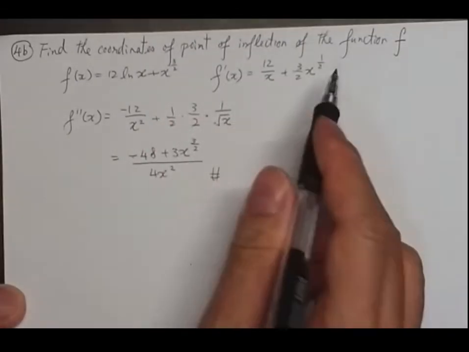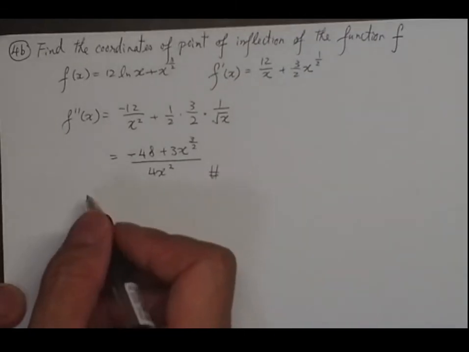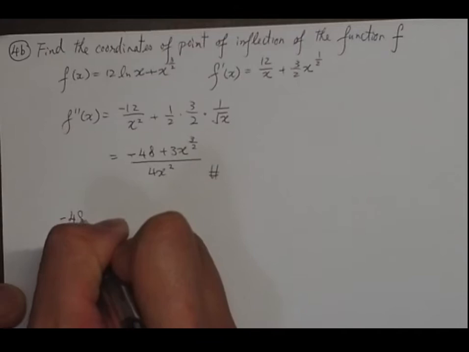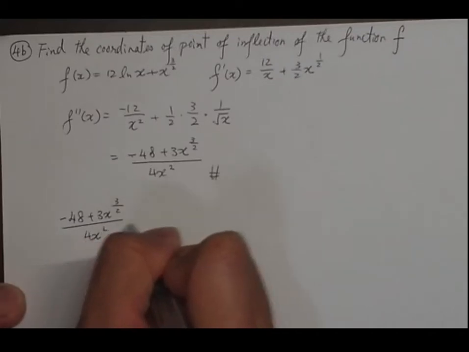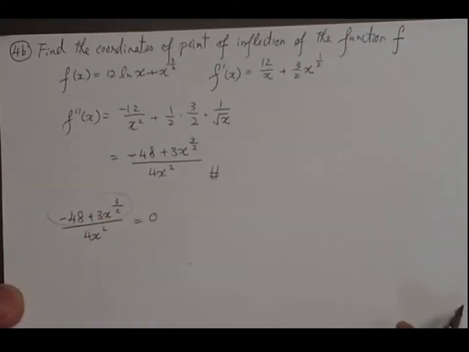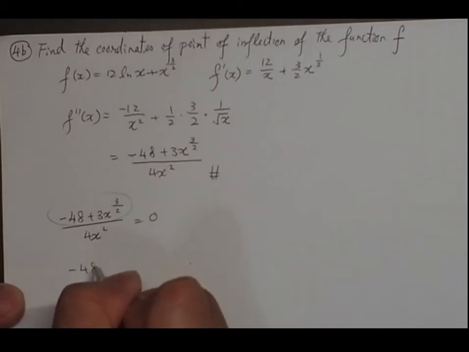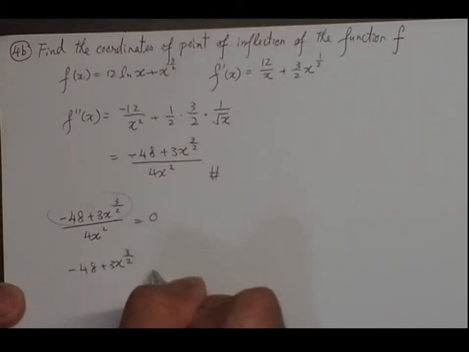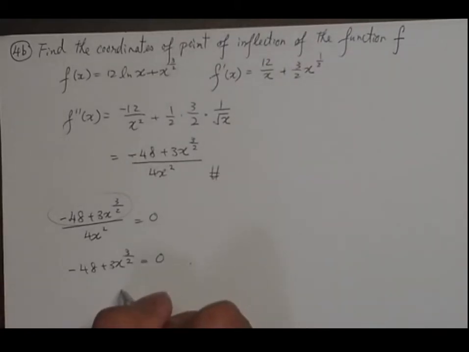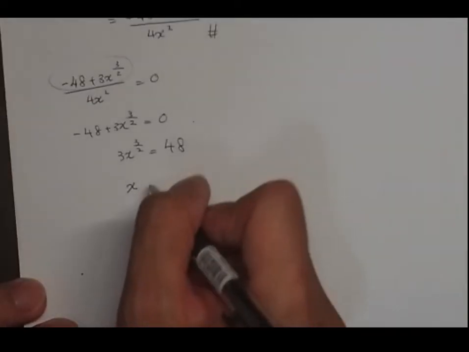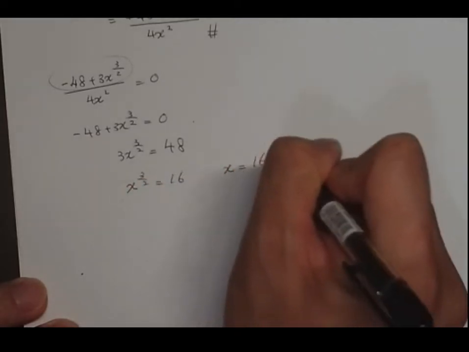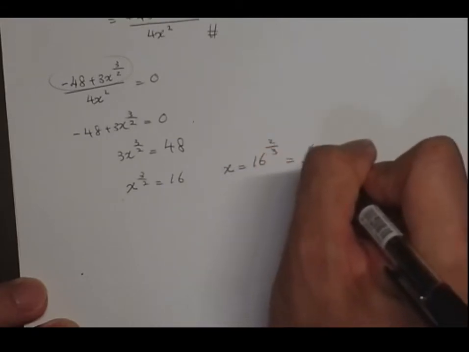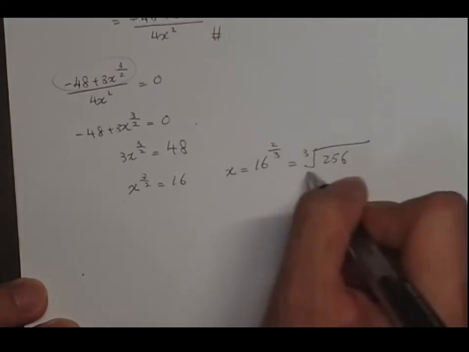And at the point of inflection, this one is equal to 0. So we got minus 48 plus 3x to the power 3 over 2, over 4x squared, is equal to 0. This means the numerator has to be 0. So minus 48 plus 3x to the power 3 over 2 is equal to 0. And then 3x to the power 3 over 2 is equal to 48. So x to the power 3 over 2 is equal to 16. So x is equal to 16 to the power 2 over 3, which is equal to the cube root of 256. This is the x value.